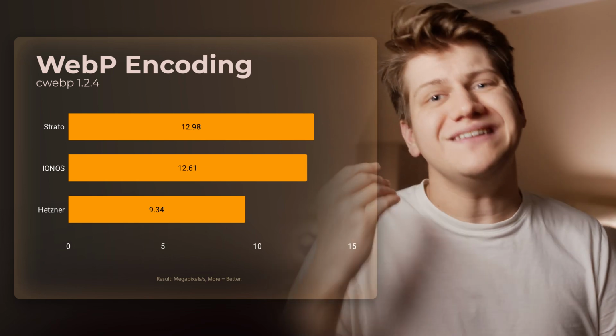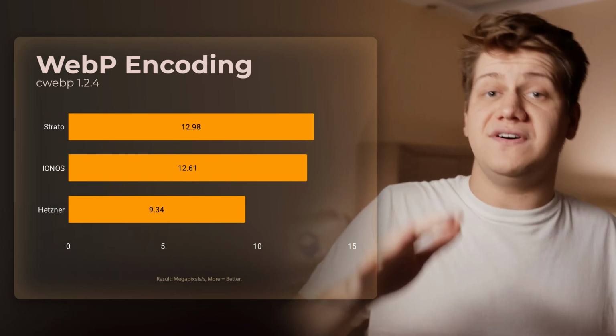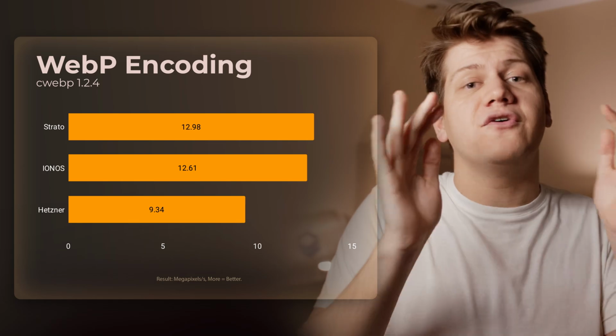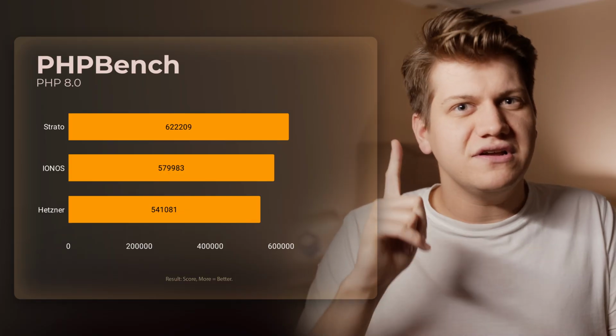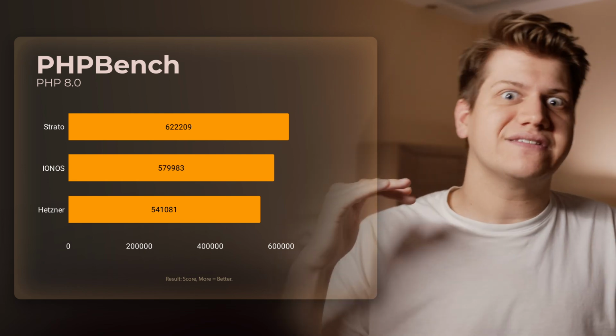Image encoding uses single core, so a second core won't help, and we can see that the encoder is optimized for x86. Last benchmark, PHP bench. Also a single-threaded benchmark. Here Strato is the fastest and Hetzner is the slowest.